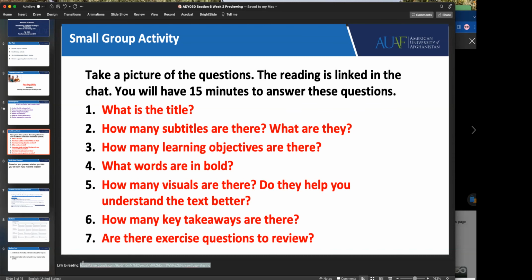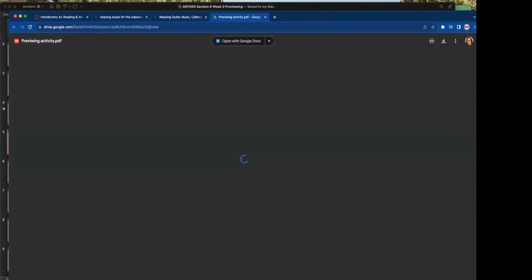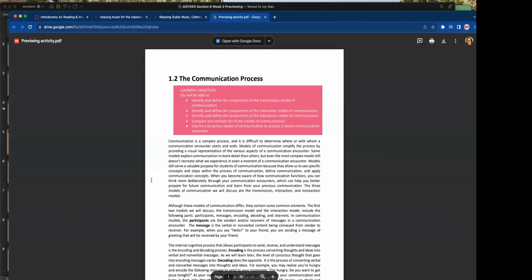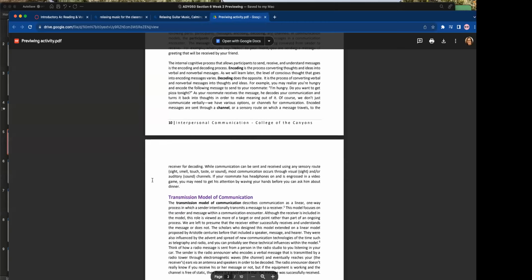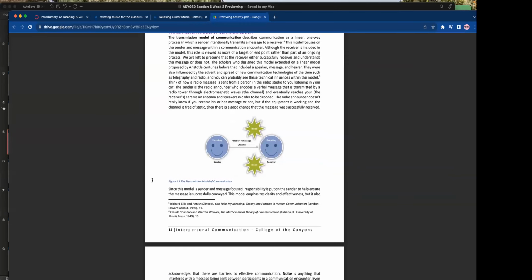Okay, I'm going to give you the link to the text before I make the breakout room. So everybody took a picture of this slide so you have the questions. So last time we had that problem with me moving around and you losing the questions. So there are 7 questions, and this is the text. So when you click on this link, you should see this text, right? This is a college textbook.